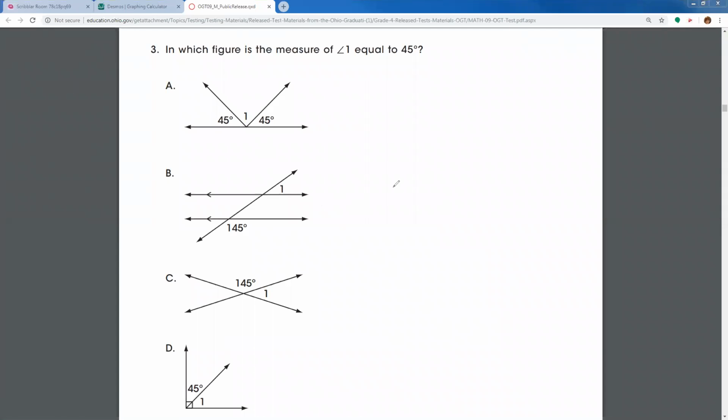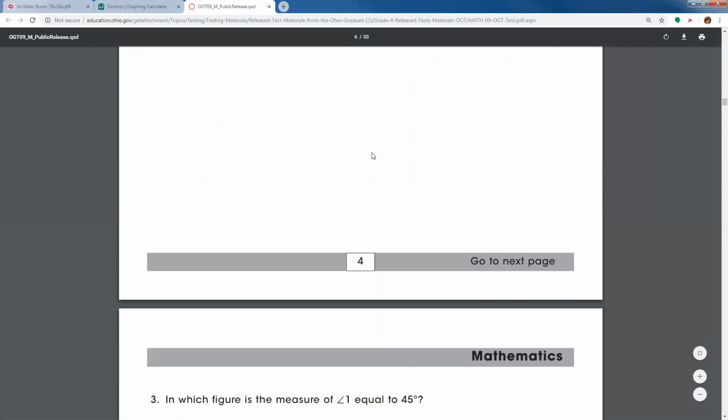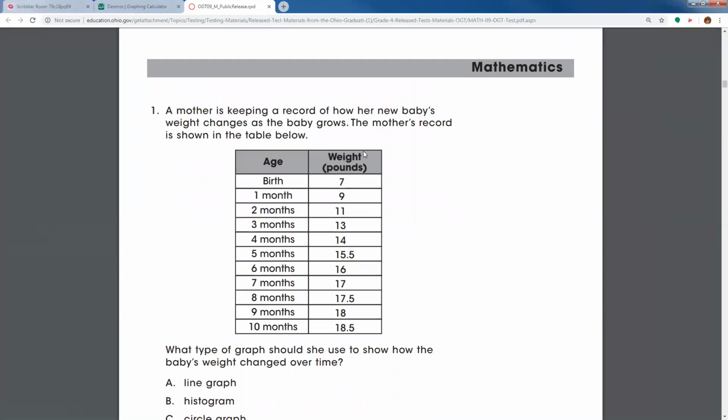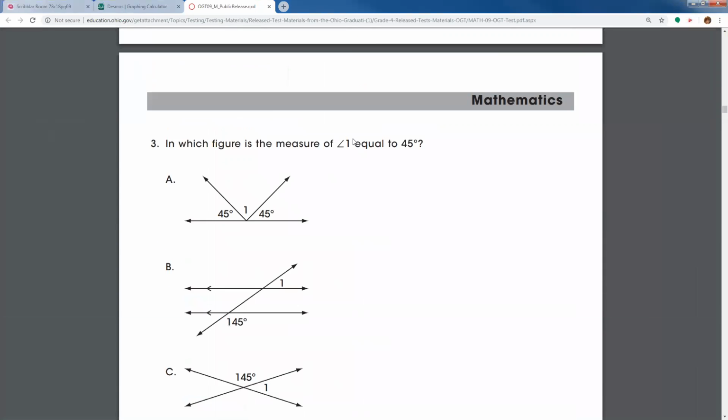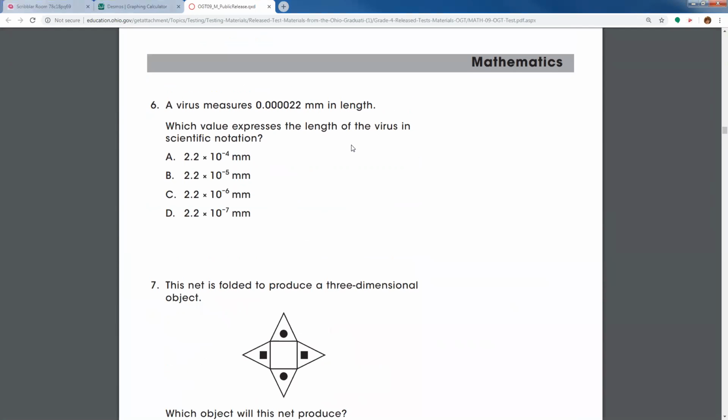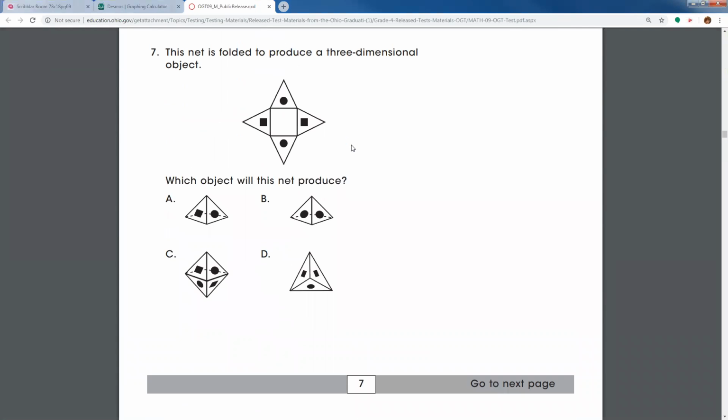So let's find another angle problem, or another geometry problem. So we have a geometry problem talking about nets. A net is like a flat version of a three-dimensional object.